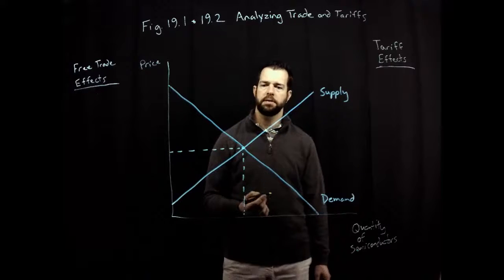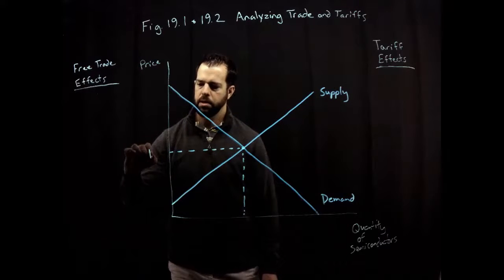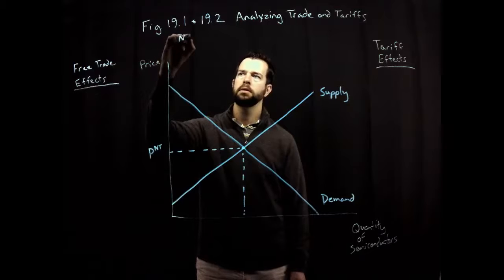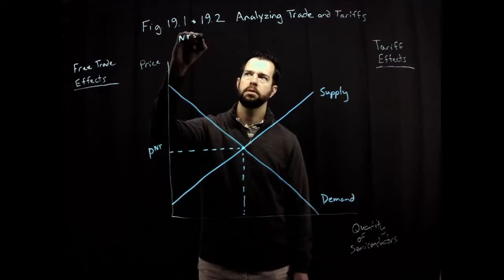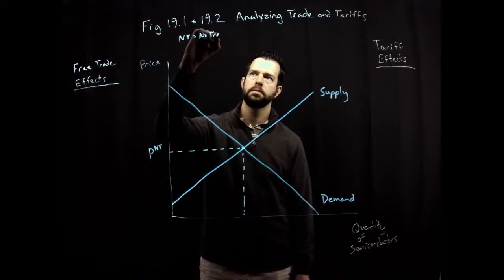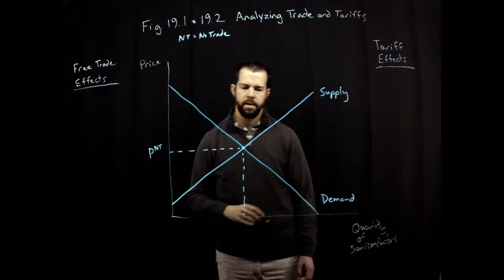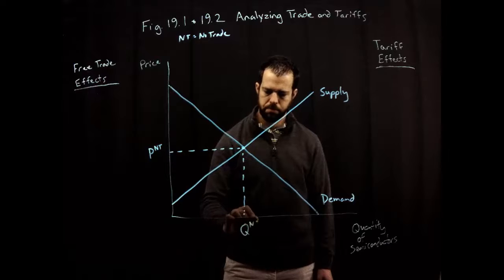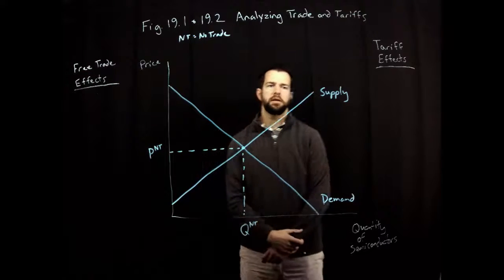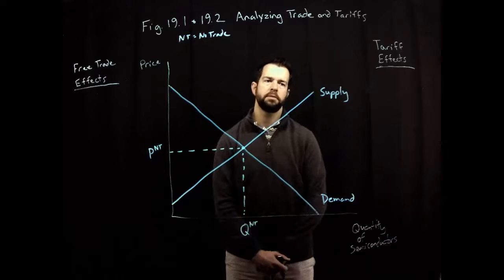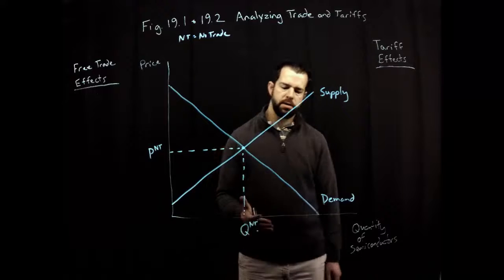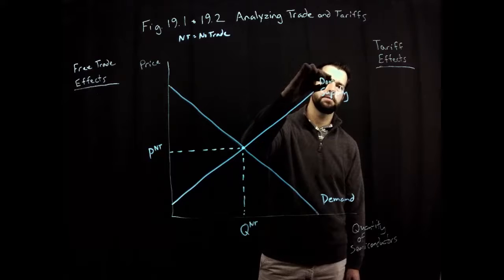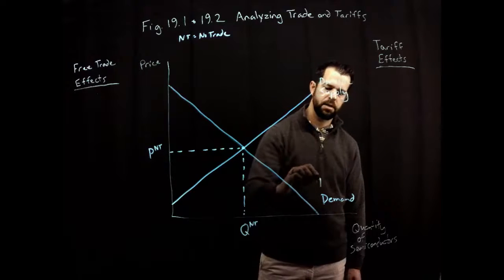This is our price with no trade, and I'm going to put in a little NT here, where NT means no trade. And then we're going to have our quantity under no trade. Since this is our domestic market, where there's no trade, that gives us a price with no trade and a quantity with no trade. We're going to call this domestic supply and domestic demand.